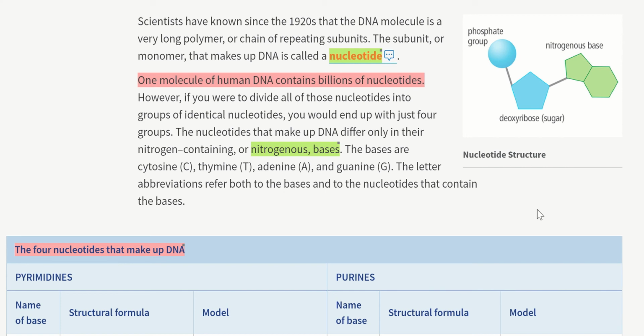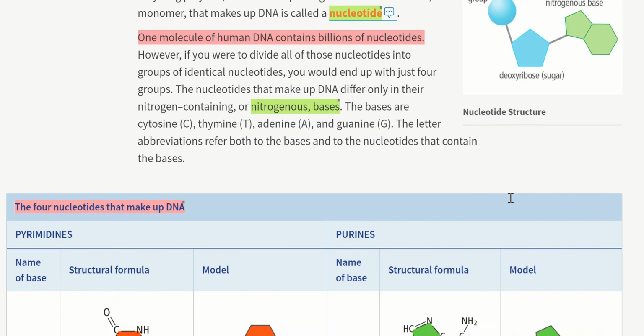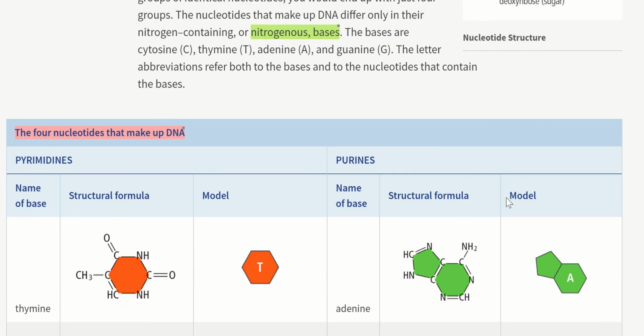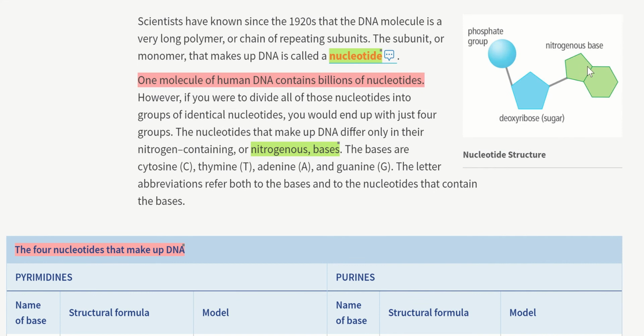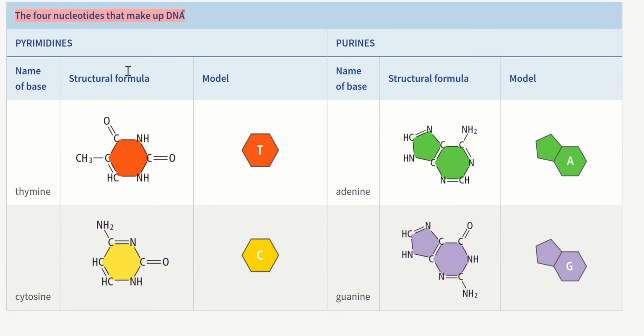Based on the order of those nitrogen bases, we are going to be different. That's the difference between you and me and any other living organism, from a plant to a bacteria to anything that has DNA. What makes them different from you and me is the order of these nitrogen bases. Okay, so let's take a look at these.